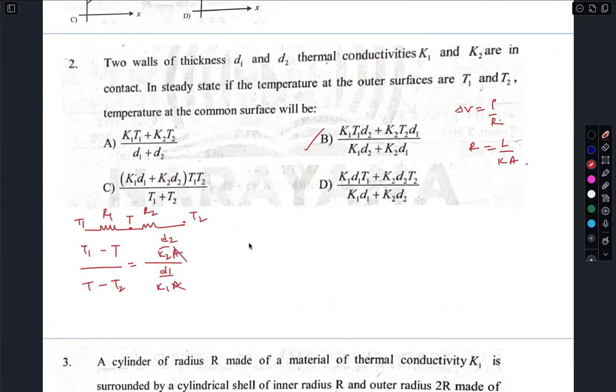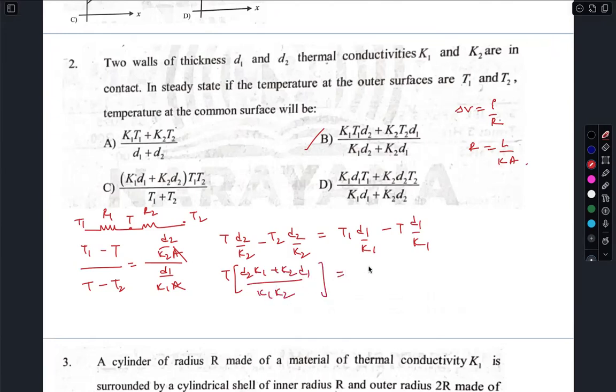Then what you will have is T D2 by K2 minus T2 D2 by K2 is equal to T1 D1 by K1 minus T D1 by K1. So you want T actually. So T can be given as D2 K1 plus K2 D1 by K1 K2, whereas the other side, it is T2 K1 D2 plus T1 D1 K2 by K1 K2.